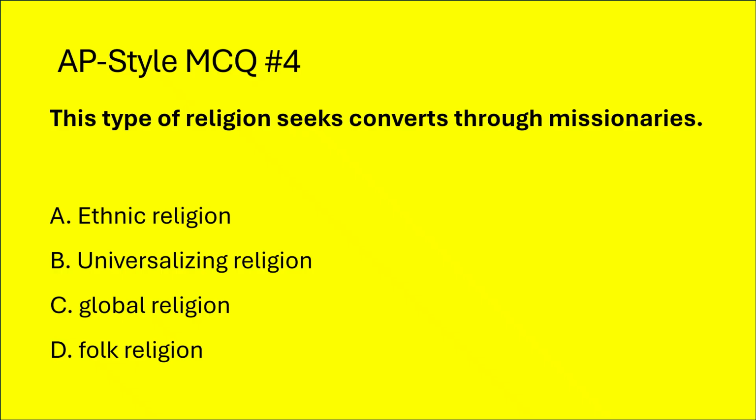And finally, question 4. This type of religion seeks converts through missionaries. Is it A, ethnic religion, B, universalizing religion, C, global religion, or D, folk religion? Take a few seconds, choose that best answer. Chose B, universalizing religion. You are correct. Universalizing religions will send out missionaries to convert people.